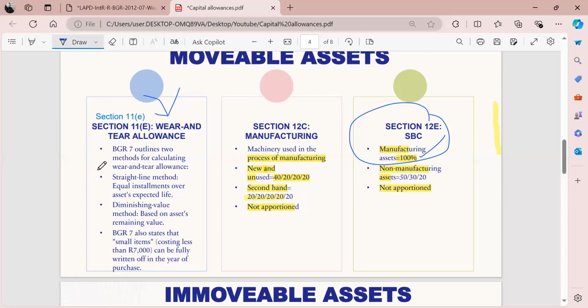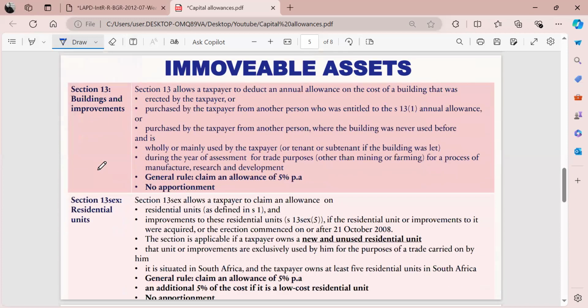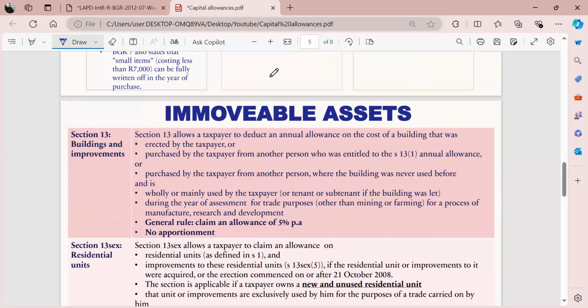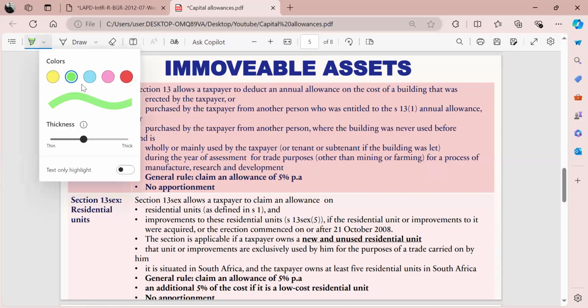Right. So let's have a look at the immovable assets in terms of Section 13. For the purpose of this session, I have only summarized about 4 of them because this is a summary. I can't cover everything. So let's start with Section 13, which deals with buildings and improvements. Okay. So Section 13(1) allows a taxpayer to deduct an annual allowance. So I'm going to be highlighting important keywords.